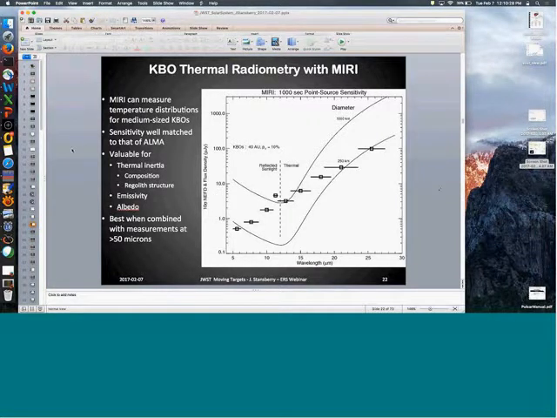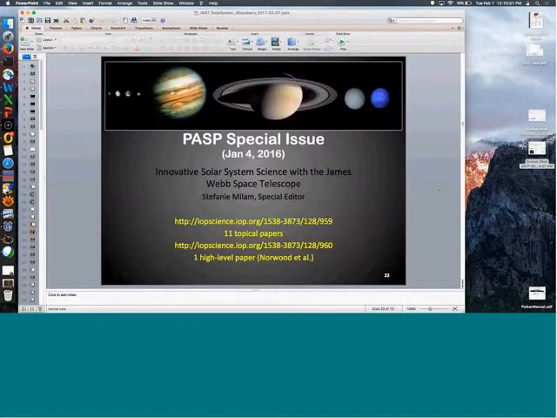But so, in case you didn't have time to copy down those URLs earlier for the PASP special issue, I just wanted to repeat those here. I highly recommend reading it if you're going to propose for using JWST.